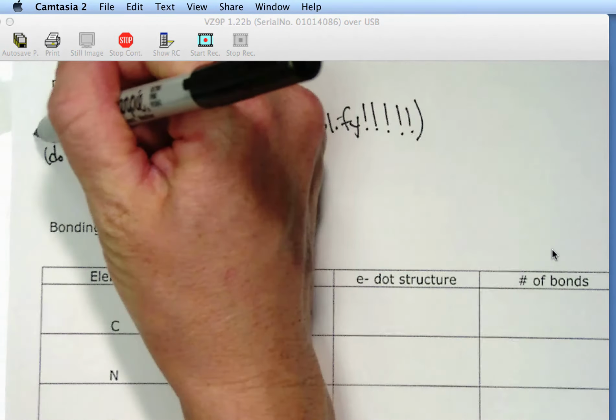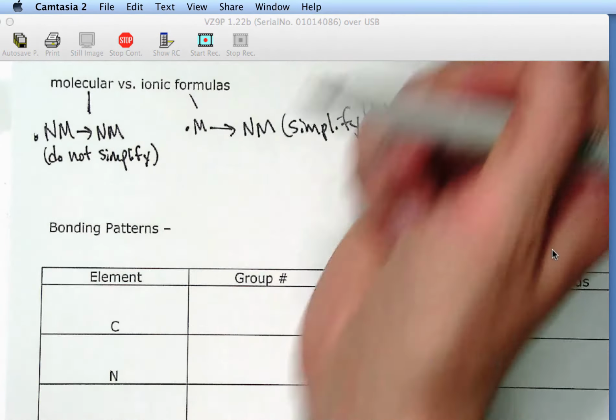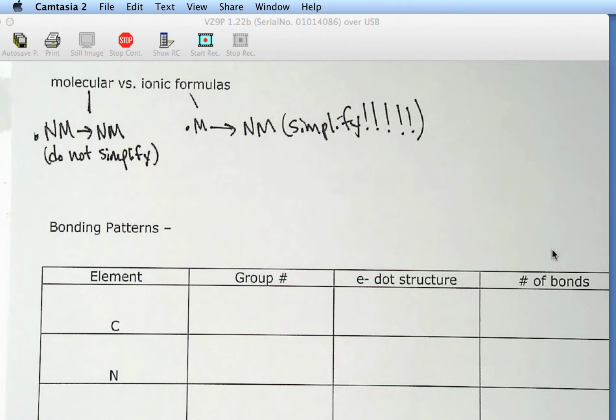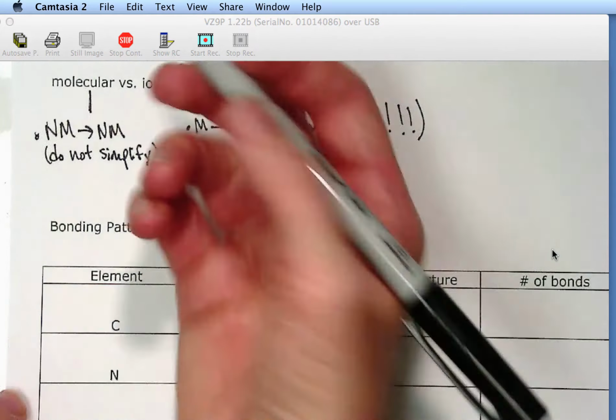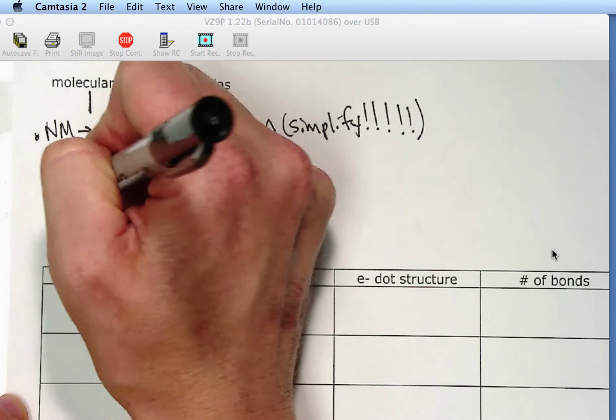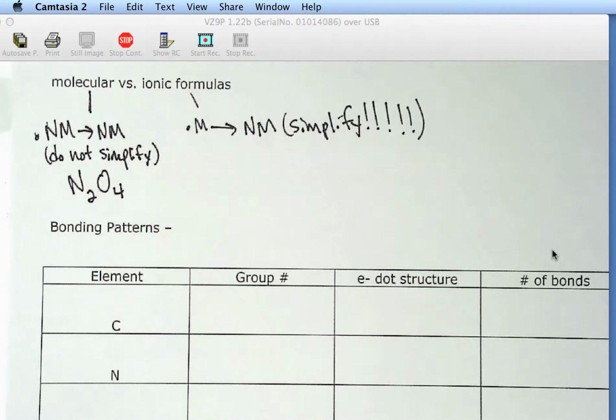So that is the biggest difference and point that I'm going to try to reiterate over and over again. Because I get a lot of students who say, oh, well, I can simplify. I'll give an example: N2O4, I can simplify that formula because it has a 2 and a 4, it's divisible by 2. That would be so nice. But pay attention to the atoms. Nitrogen is a non-metal. Oxygen is a non-metal. So you cannot simplify it.